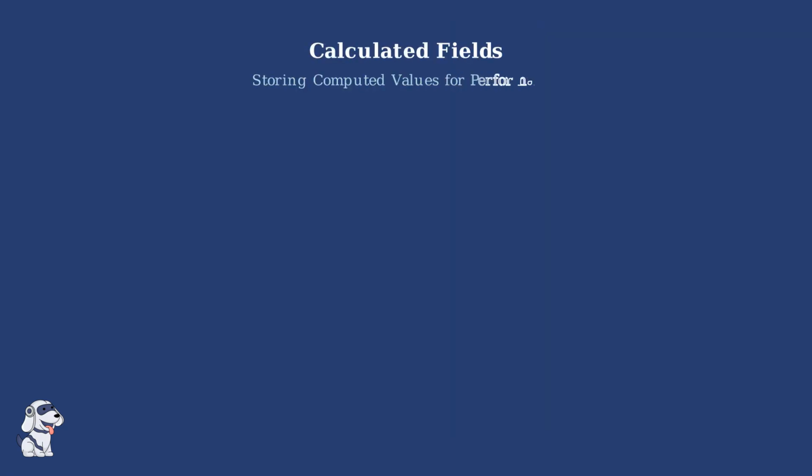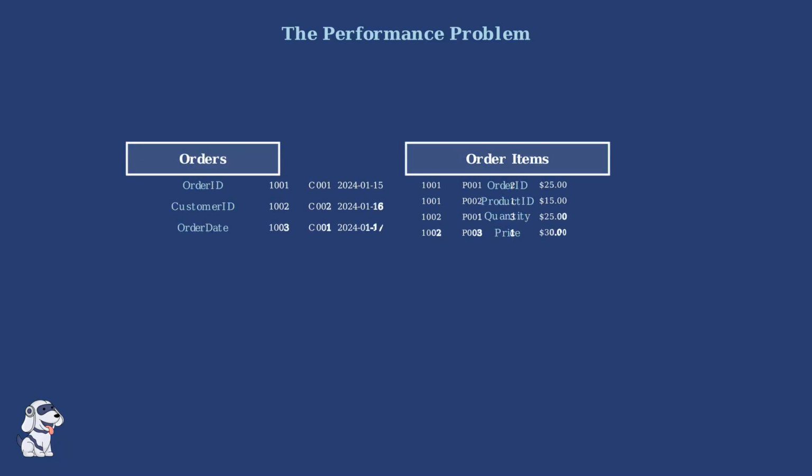Calculated fields represent one of the most common denormalization techniques. Instead of computing values on demand during queries, we store the results of calculations directly in our tables. Consider an e-commerce system where we need to display order totals. In a fully normalized database, order totals must be calculated by summing all order items each time we query the data. Here we have a normalized structure with separate orders and order items tables.